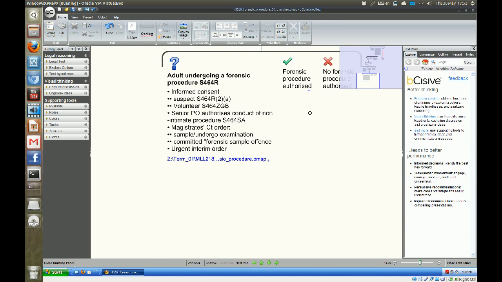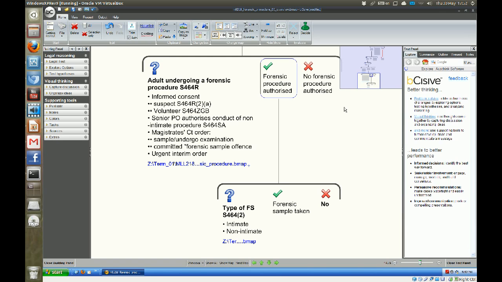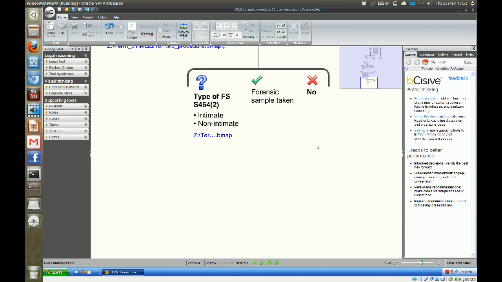Okay, so we'll come back to that in a sec. So let's assume that by hook or by crook, the forensic procedure is authorized, and the suspect is to undergo forensic procedure. There are two main types of forensic procedure, giving rise to two classes of forensic sample, and the definitions are provided in section 464 subsection 2 of the Crimes Act.